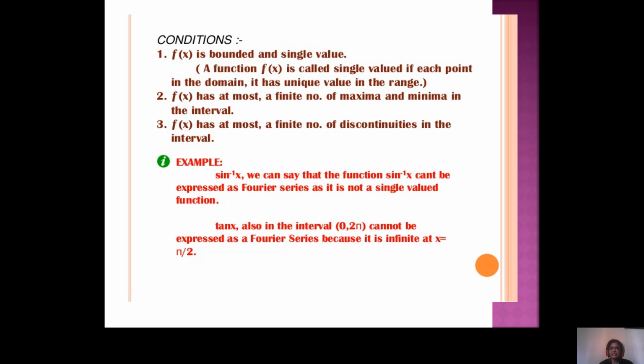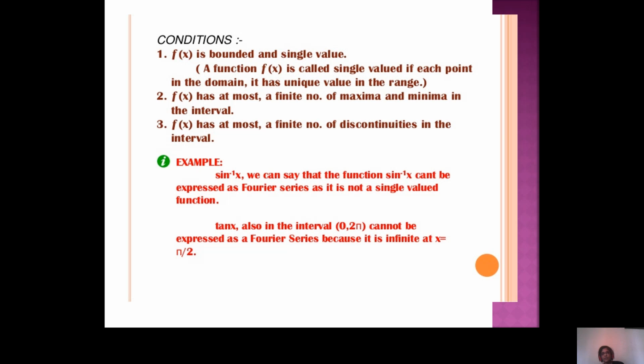If f of x has at most a finite number of maxima and minima in the interval, and f of x has a finite number of discontinuities in the interval. What are the conditions? f of x is bounded and single valued, f of x has at most a finite number of maxima and minima in the interval, and f of x has at most a finite number of discontinuities in the interval.